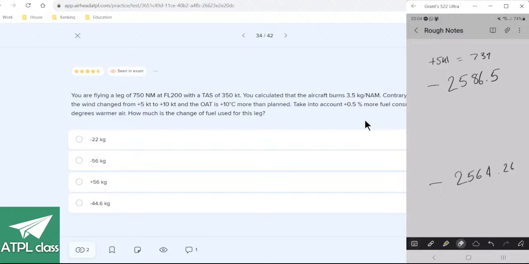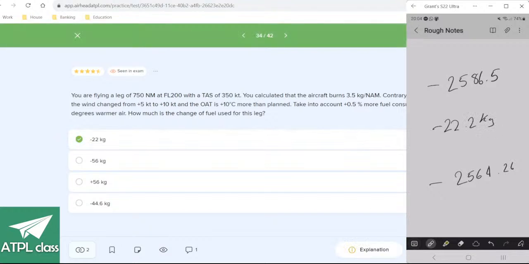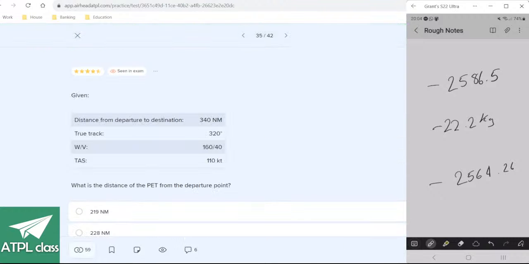So the difference between those two is a difference of minus 22.2 kilograms. Yes, good.